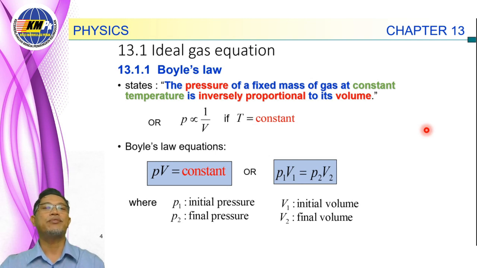Okay, now we can start with our first law in ideal gas equation, which is called Boyle's law. So Boyle's law states that the pressure of a fixed mass of a gas at a constant temperature is inversely proportional to its volume. So that means at a constant temperature, pressure and volume vary inversely. So that means when the gas is under pressure, it takes less space, the higher the pressure, the smaller the volume. Okay, and vice versa.